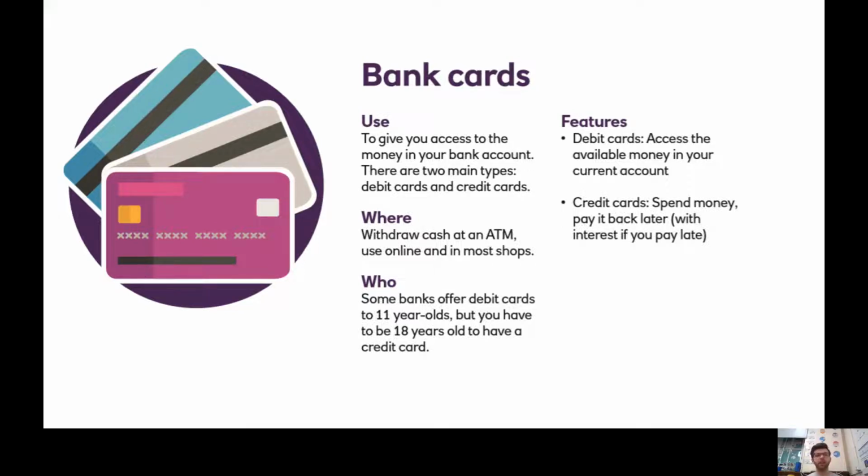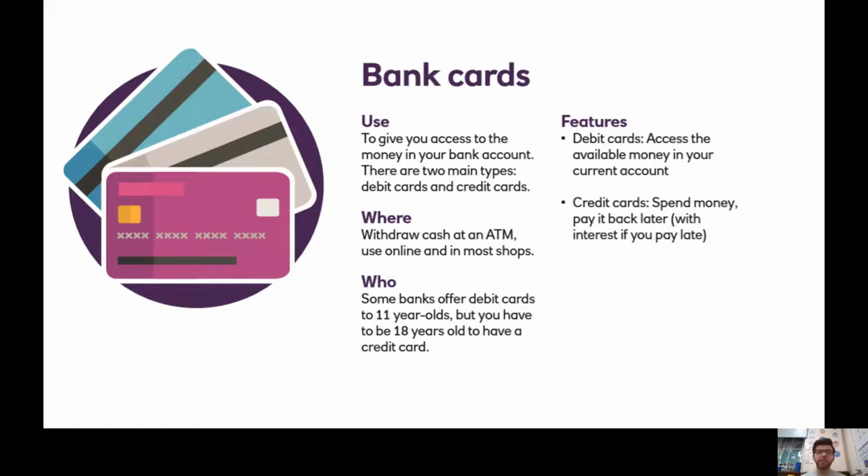Now, there are two main types of cards that you can have: debit cards and credit cards. So debit cards, you're only allowed to access the available money in your account. So what that means is, to use the £100 example again, if I have £100 in my account, I can take anything up to £100 from my account because I've got the right amount of money. However, if I wanted to take out £150 with a debit card and I only had 100 in my account, I wouldn't be able to do that because I simply don't have the money.